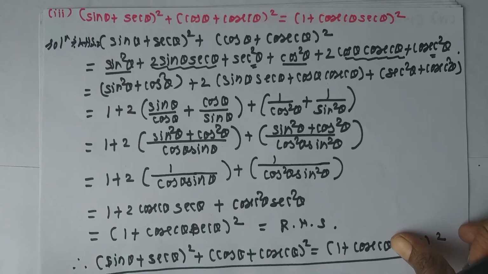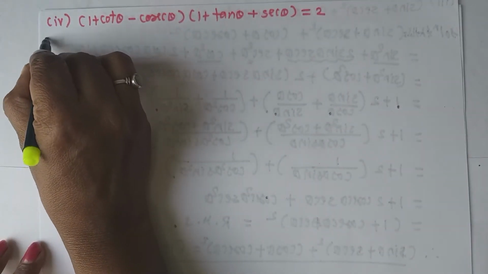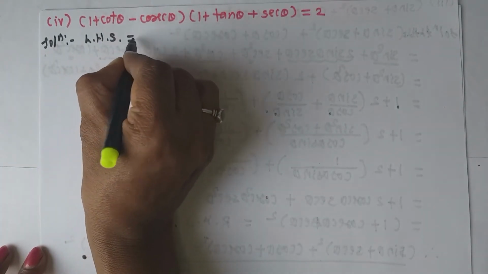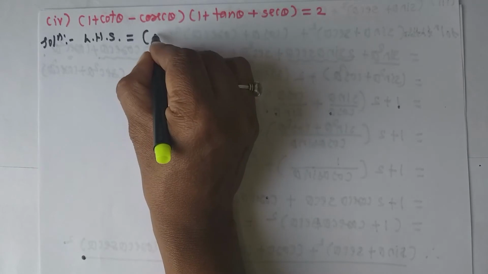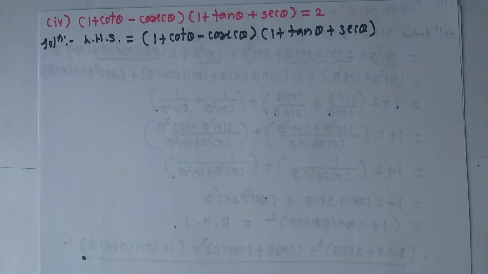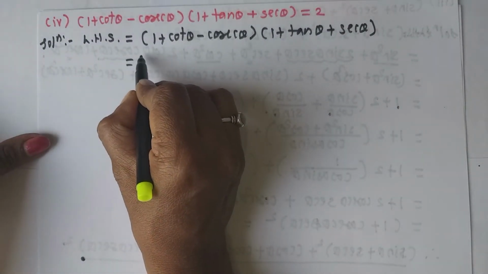Okay, let's see the next problem. The fourth problem is: in the bracket 1 plus cot theta minus cosec theta, and in the second bracket 1 plus tan theta plus sec theta is equal to 2. Okay. Again you take the left hand side in the solution. In all these problems we have to prove left hand side equal to right hand side. Okay. Then write down left hand side as it is. Now I will convert all these functions in terms of sine and cos.